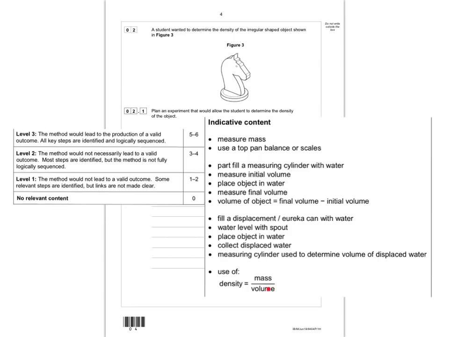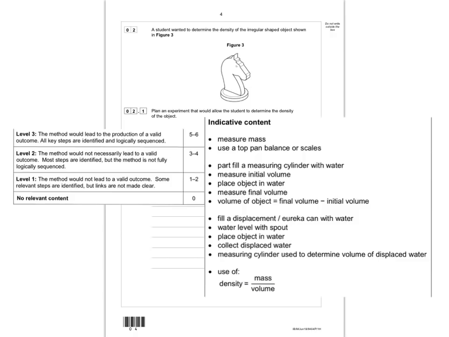To find the volume, the method we use at our school was to fill a displacement or eureka can with water. You put the water level up to the spout, you place the object in the water, and you collect the displaced water once the object's been added to it, and you collect that in a measuring cylinder, and that allows you to measure the volume. Once you've got the mass and the volume, you use the density equation, mass over volume, to calculate the density.